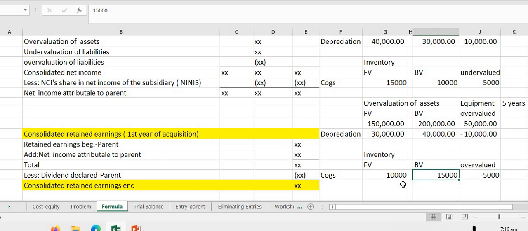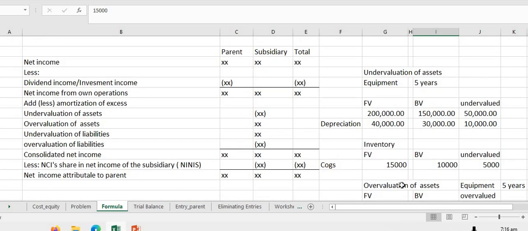Okay? So, what if land, no? So, what if land yung na may excess? Okay? So, since land is a non-depreciable asset, walang amortization of its excess. Okay, so unless yung land is sold to outside parties. Okay, so that's actually the undervaluation and overvaluation of our assets.